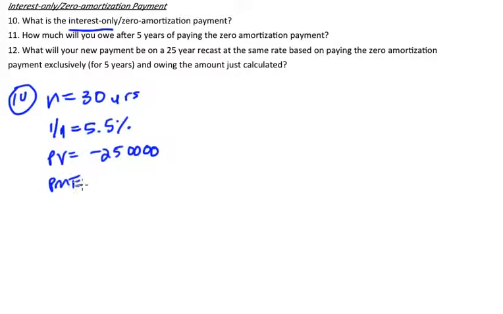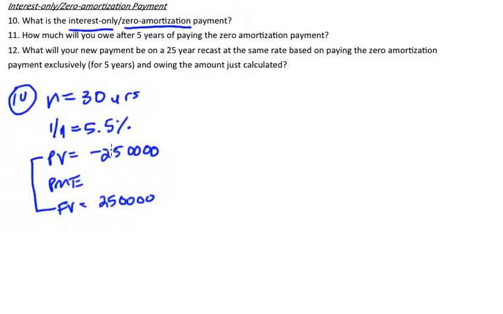And we're going to find our payment, but there's one key difference. Our future value is not going to be zero. It is going to be $250,000. In other words, we are only paying interest, and that is what zero amortization means. It means there's been zero change here.